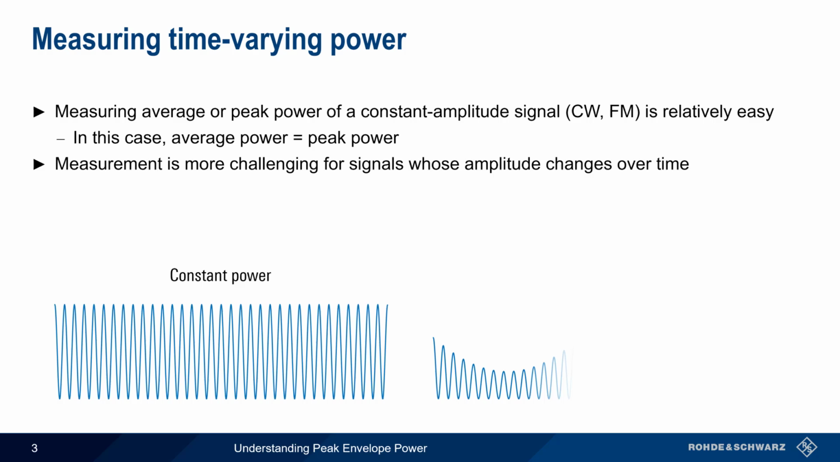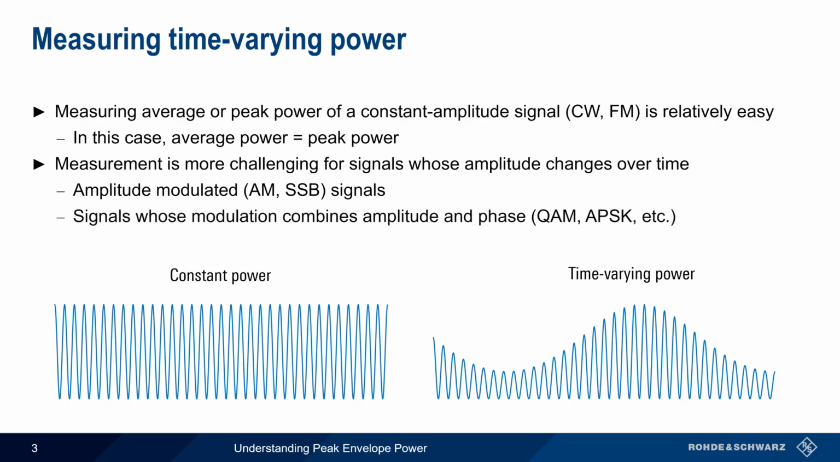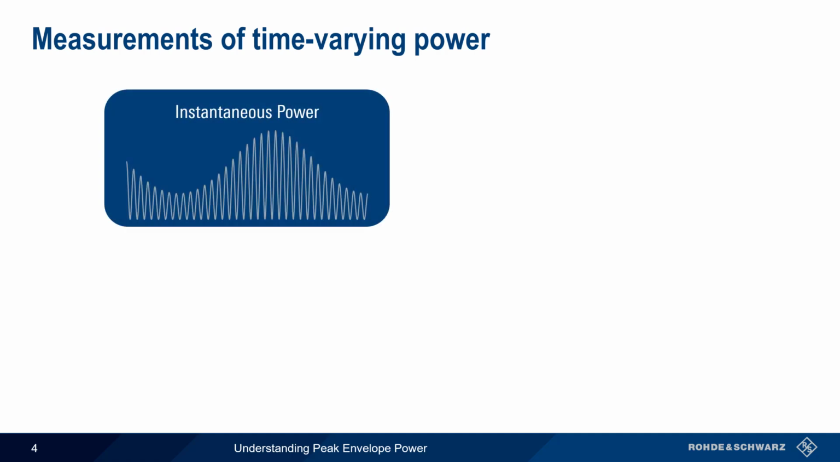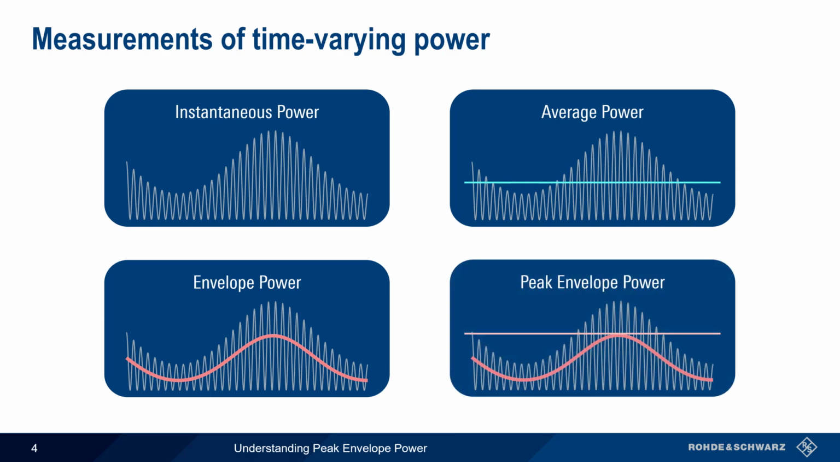However, measuring the amplitude of a signal whose amplitude changes over time can be much more challenging. AM or amplitude modulated signals, including single sideband signals, would fall into this category, but there are other types of signals with time-varying power. For example, those which use modulation schemes such as QAM or APSK, which are a combination of both amplitude and phase modulation. We can quantify time-varying power in four ways: instantaneous power, average power, envelope power, and peak envelope power. In the remainder of this presentation, we'll explain each of these step by step.